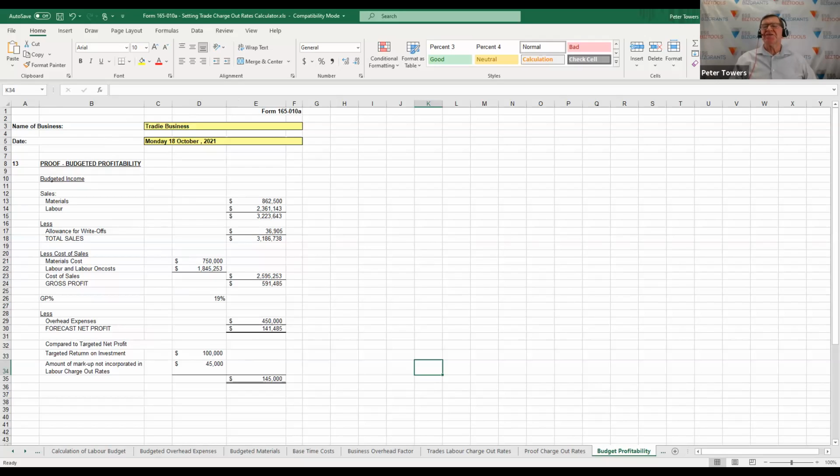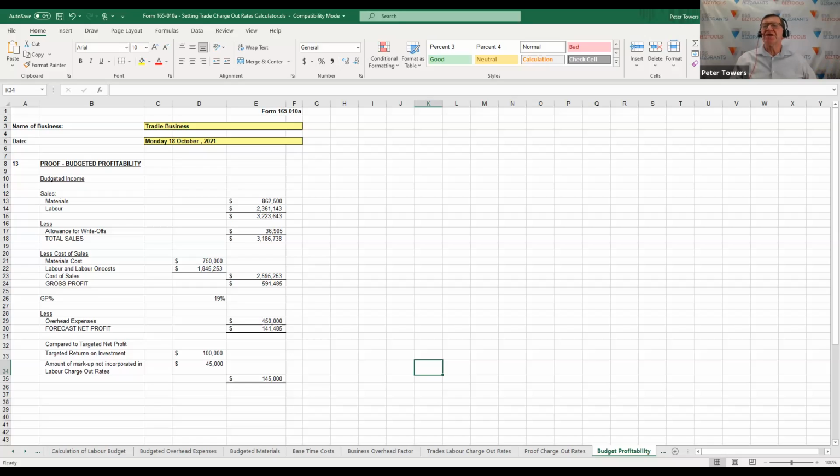We got the overhead expenses to come off of 450. So we're showing a forecast net profit of $141,485. Now let's reconcile that. We had a targeted return of $100,000 and we were retaining 45,000 of the markup. So we should have got 145,000 in the balancing on the charge out rates. We're showing a drop there of $3,000 odd.